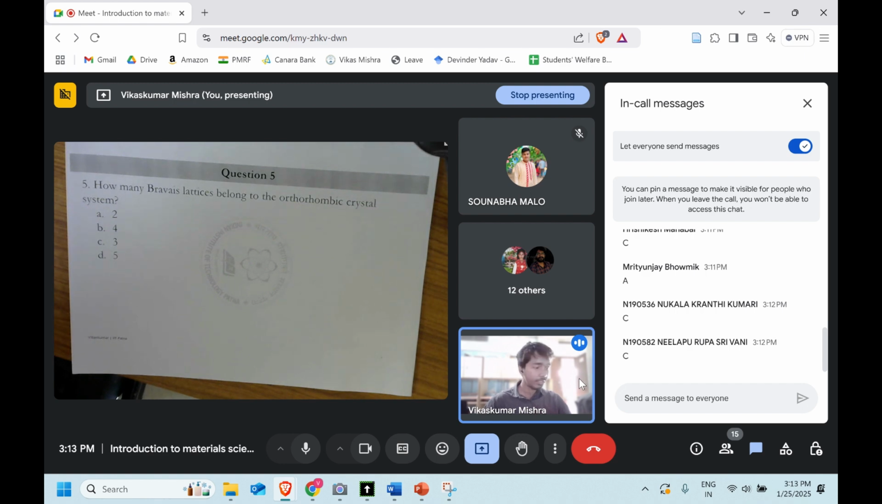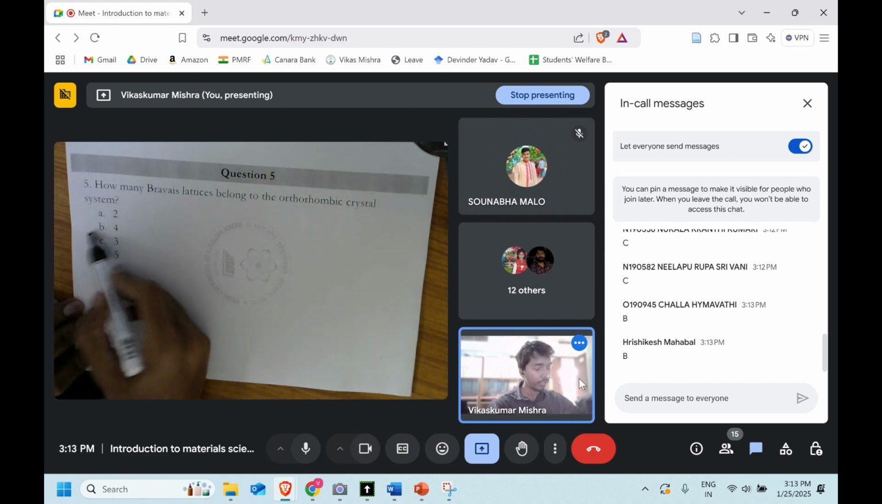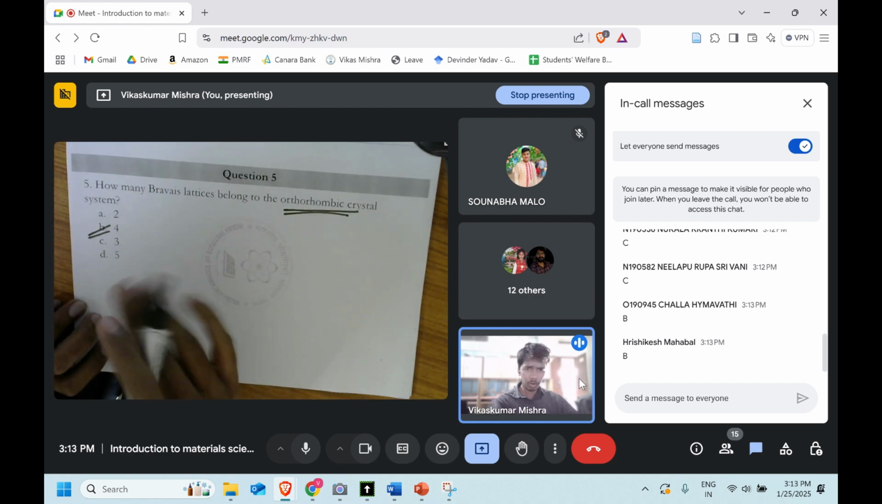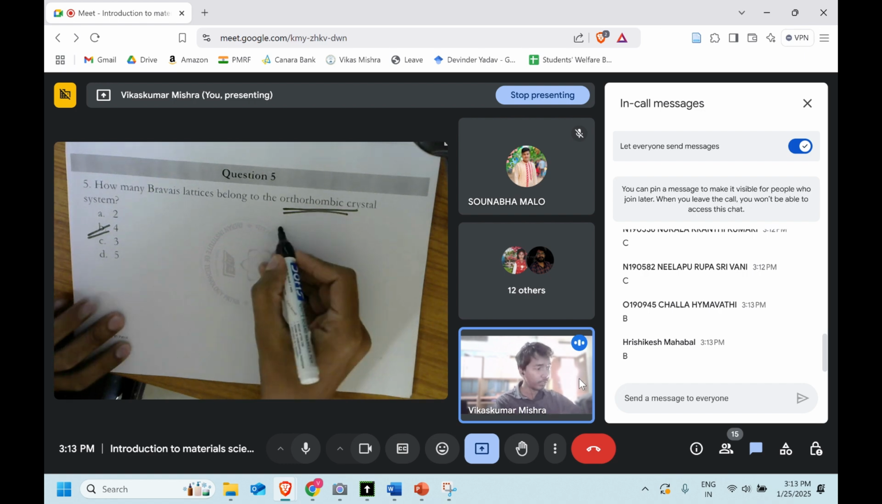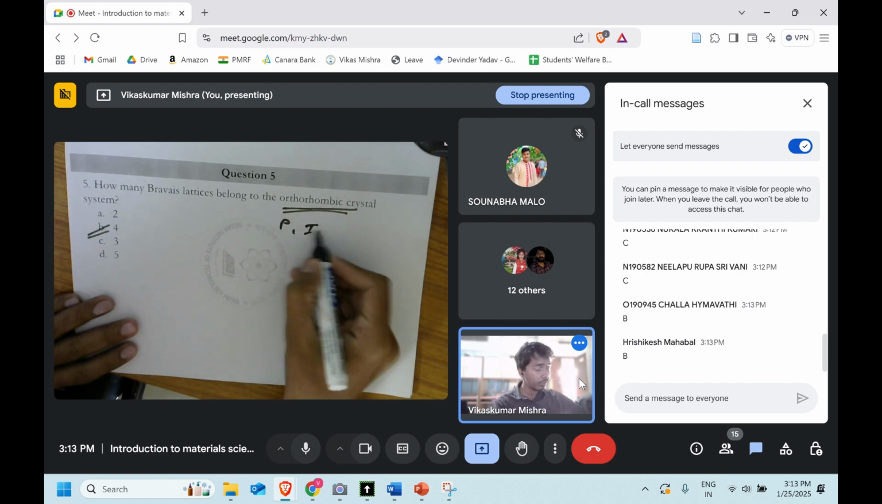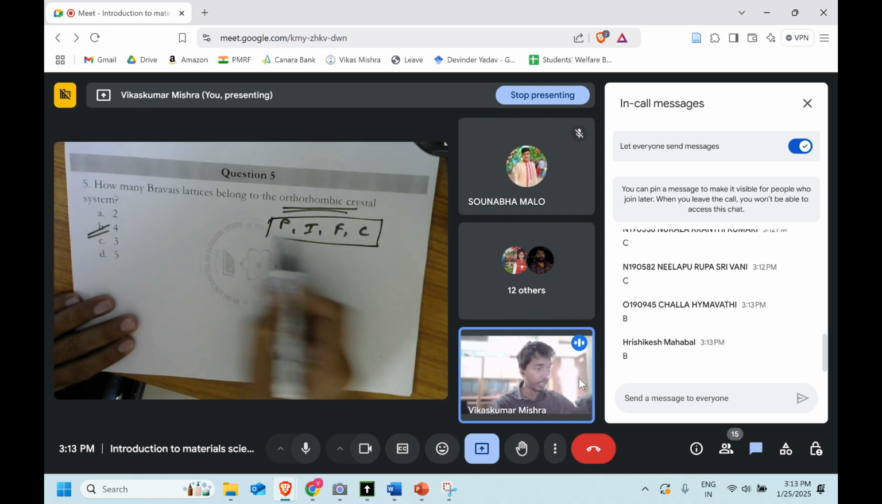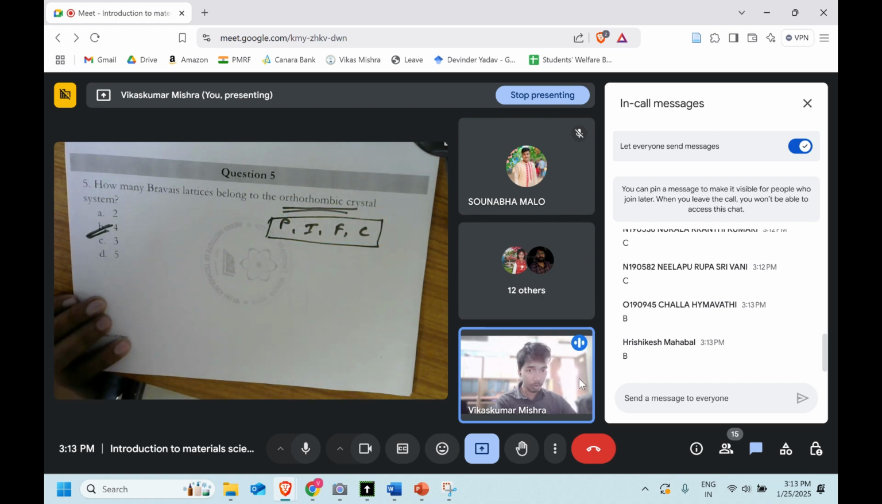Now, this is a little interesting. How many Bravais lattices belong to the orthorhombic crystal system? We know there are 14 Bravais lattices. Among that, for the orthorhombic crystal system, option B, okay, Sunava and Rishikesh, right? Perfect, option B. The orthorhombic crystal is the one which is very rich among all the seven crystal systems. It has the primitive, body centered, face centered, and end centered also. So this is the only one which has all four of them.